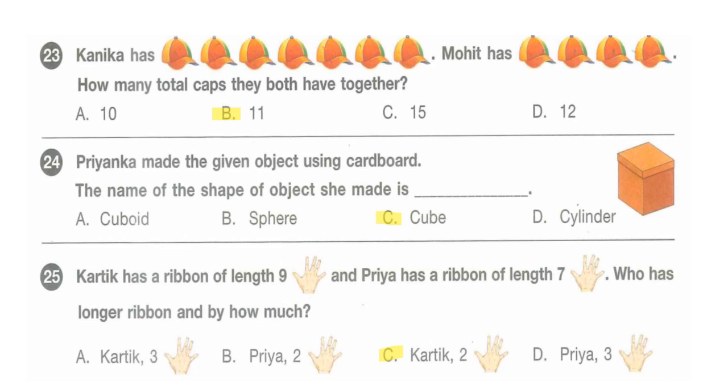So the 9 and 7. Priya has a ribbon of length 7 and Karthik has 9. So 8, 9. So 2 handspans longer than Priya. So Karthik has a longer ribbon with 2 handspans more. Hence the answer is option C. Karthik, 2 handspans.